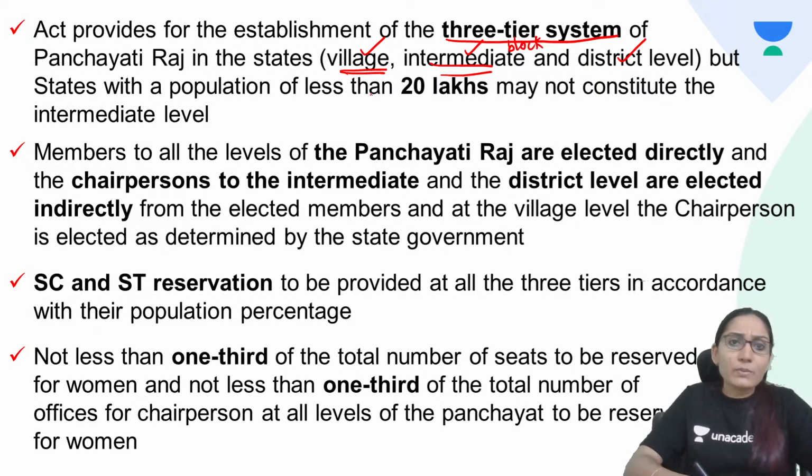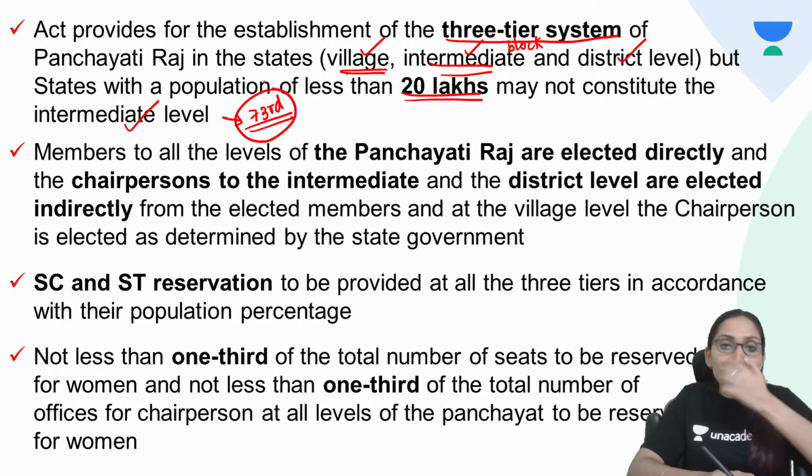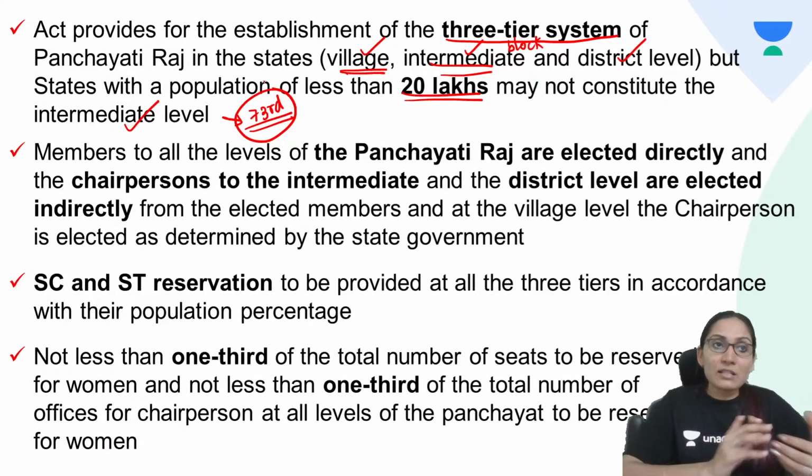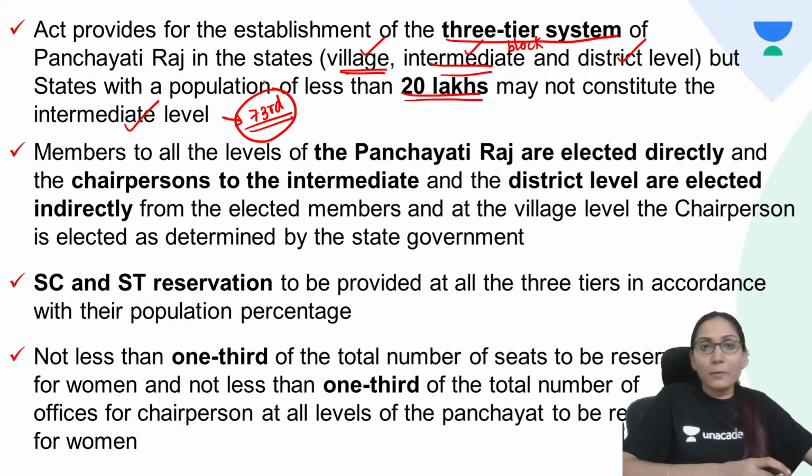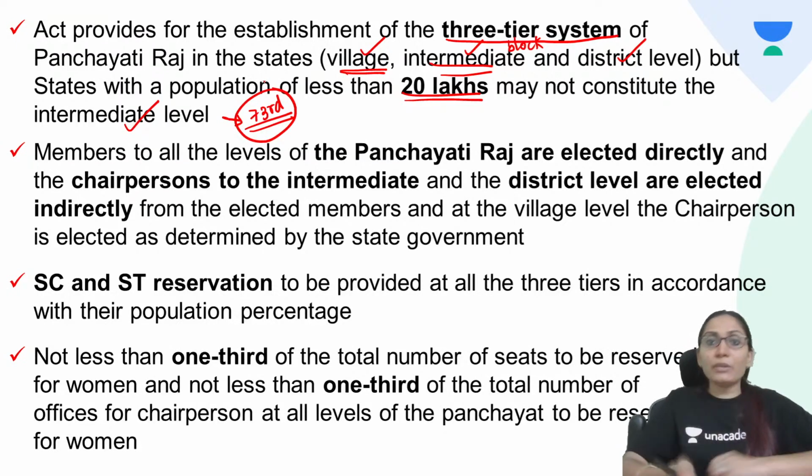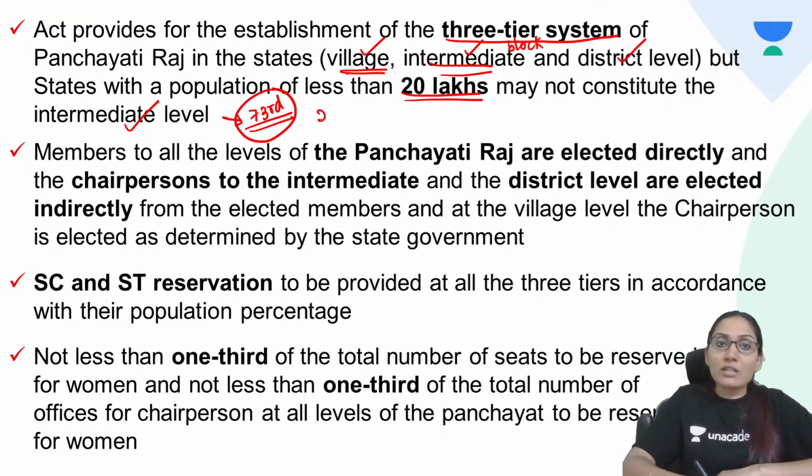But states with a population of less than 20 lakhs may not constitute the intermediate level. So the 73rd Constitutional Amendment has given this provision. Those states which have a population of less than 20 lakhs, that is small states with lesser population, can constitute the Panchayati Raj institutions at two levels, that is at the village level and at the district level. This is another important point.